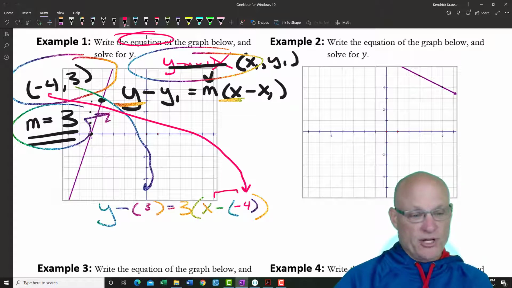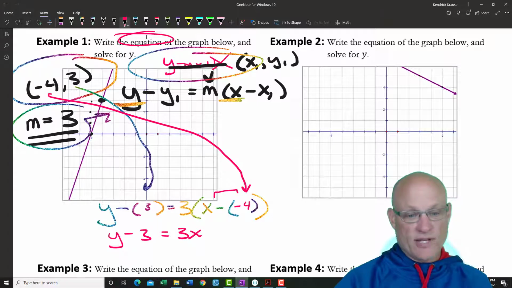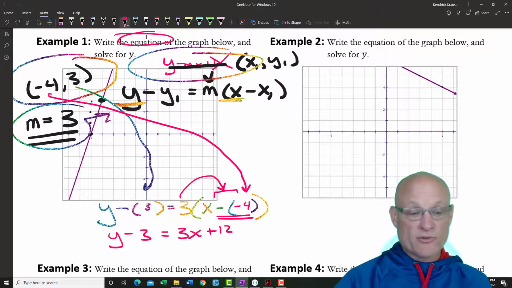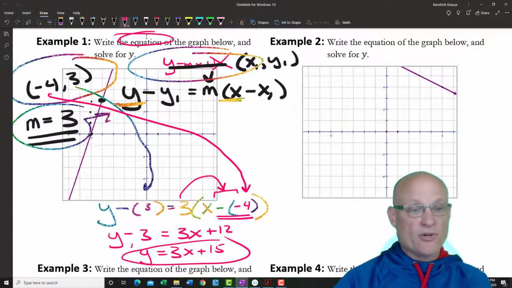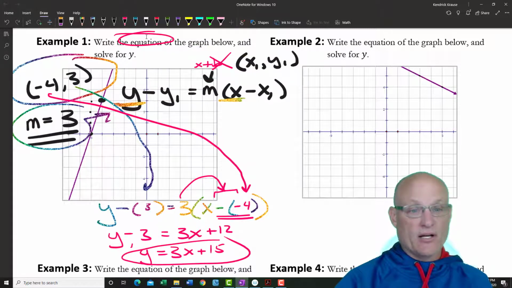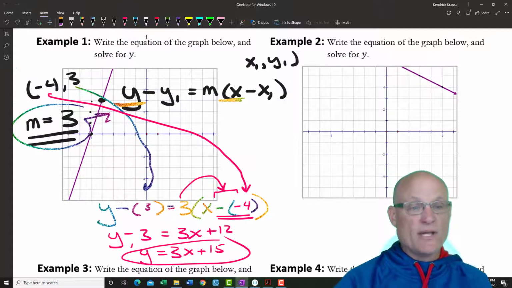All right, we're almost done. y minus 3 equals 3x. Now remember, that's really a positive 4, because a negative times a negative is positive. So this is really 3 times positive 4, plus 12. I add the 3 over and I get y equals 3x plus 15. So that kind of makes sense. We have a y-intercept way up here of about 15.